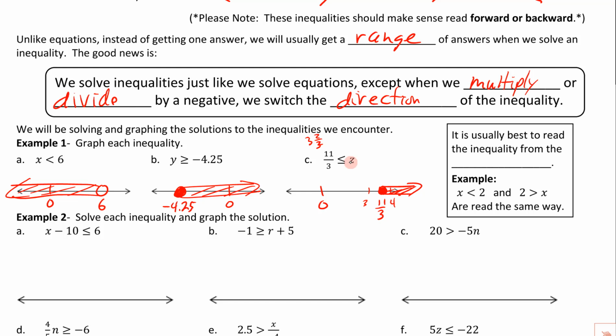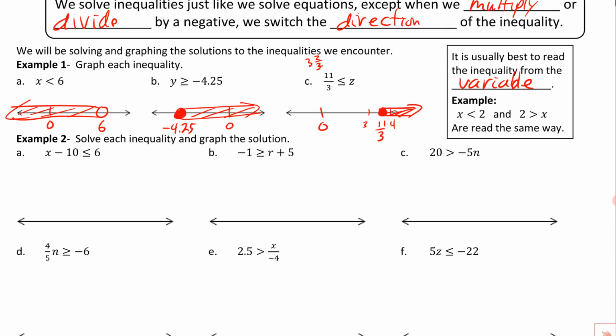And again, just as a reminder, as I've been talking about, it's usually best to read an inequality from the variable. So I've got an example right here. Both of these are exactly the same. So if I read this one from the variable, x is less than 2, I could read this one, 2 is greater than x, but if I read it backwards, it's read the same way. x is less than, that's on the small side of the point right here. x is less than 2, they're read the same way. So if you'll practice that, you'll be in really good shape.